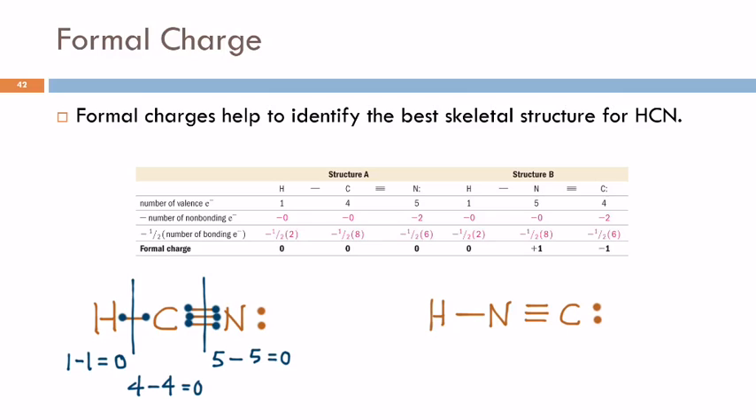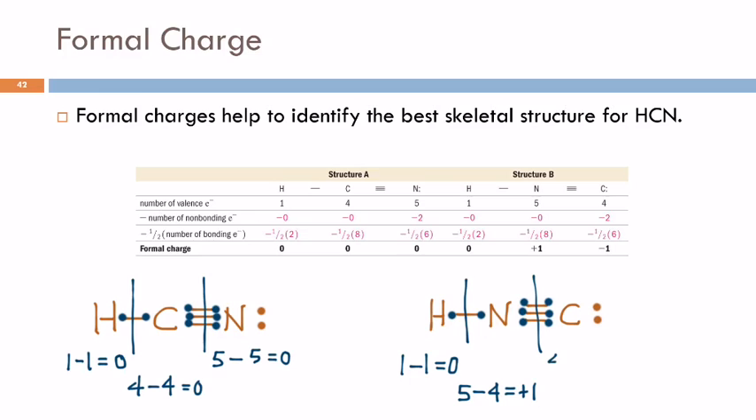Let's do this other one. So again, we're just cutting all the bonds in half. Yeah, this one's different. I'll put those dots in there to help us see. So hydrogens have one valence electron. How many does it get in the breakup? 1. And so 1 minus 1 is 0. Nitrogen atoms have 5 valence electrons. How many does this nitrogen get in the breakup? 4. 5 minus 4 is plus 1.